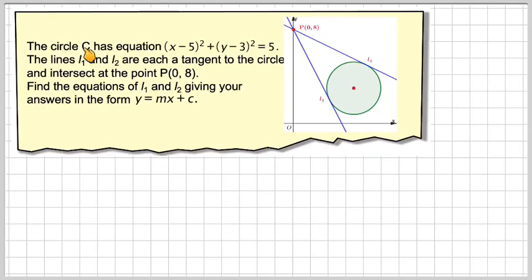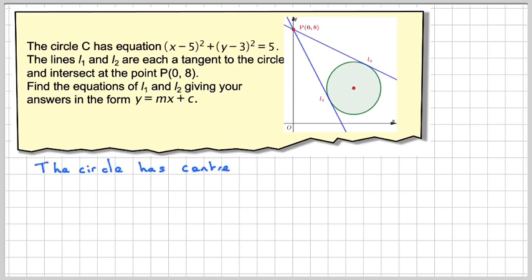The circle C has equation (x − 5)² + (y − 3)² = 5. The lines L1 and L2 are each a tangent to the circle. This is L1, this is L2, and they intersect at the point (0, 8). Find the equations of L1 and L2, giving your answers in the form y = mx + c.